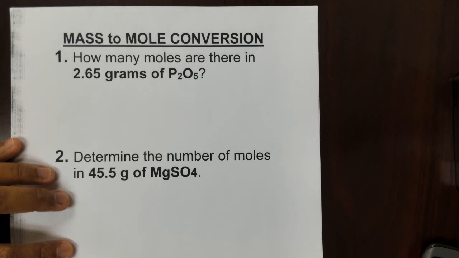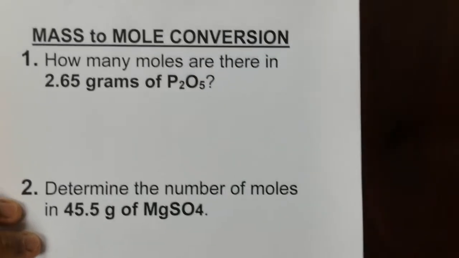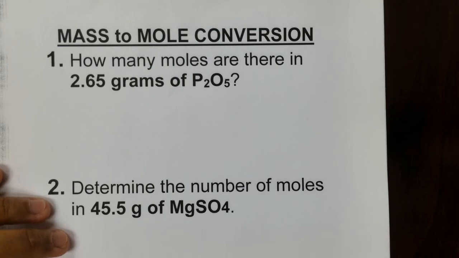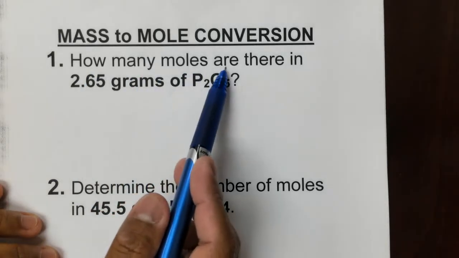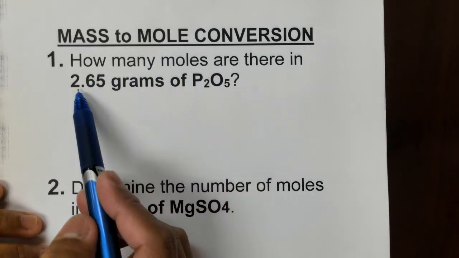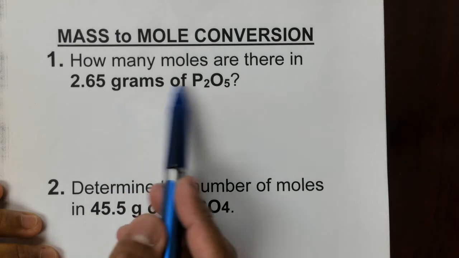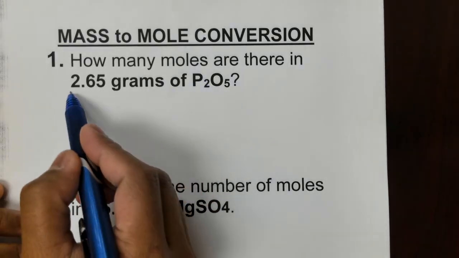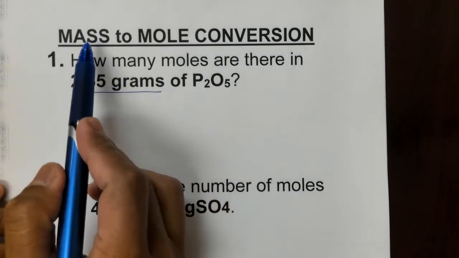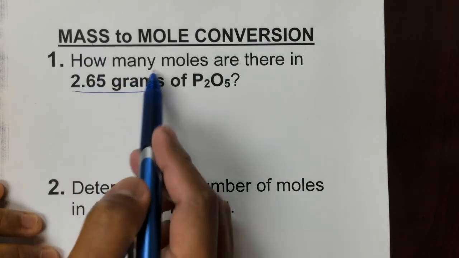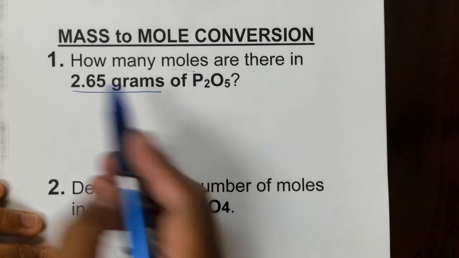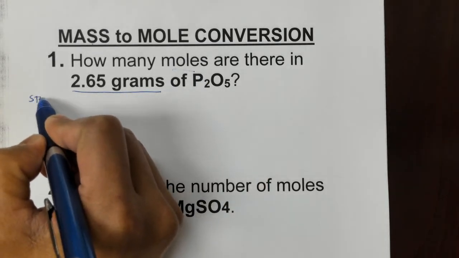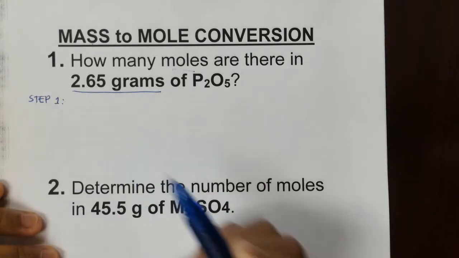So we're going to do sample problem 1 first, and then we'll also do sample problem number 2 together. Now, let's start with number 1. How many moles are there in 2.65 grams of P2O5? So our given is already in grams. So we began with mass, and then the question is how many moles. So therefore, we're converting this to mole. To organize our solution, let's do it step by step first.